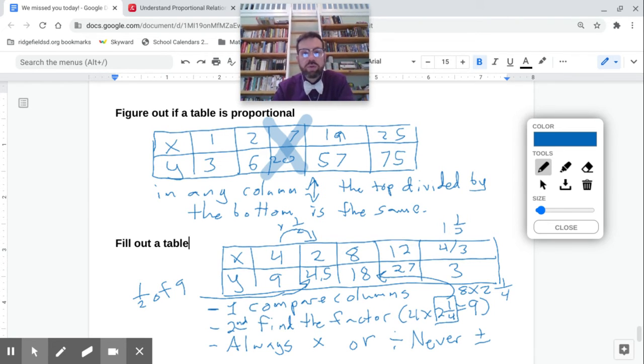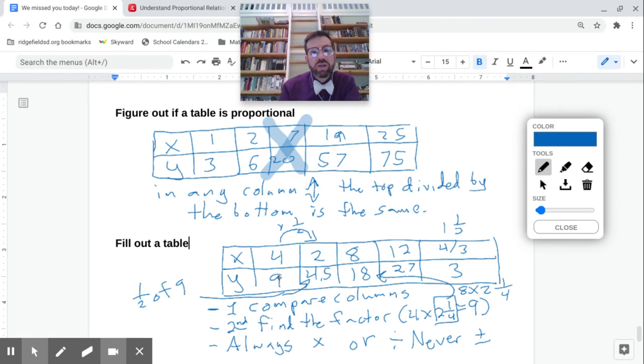Both work. So those are the two ways: we could compare columns, which is what I like to do a lot, or we can figure out the factor. On this table, it's a lot easier to say, okay, 2 times 3 is 6, 19 times 3 is 57, 25 times 3 is 75, 7 times 3 should be 21.